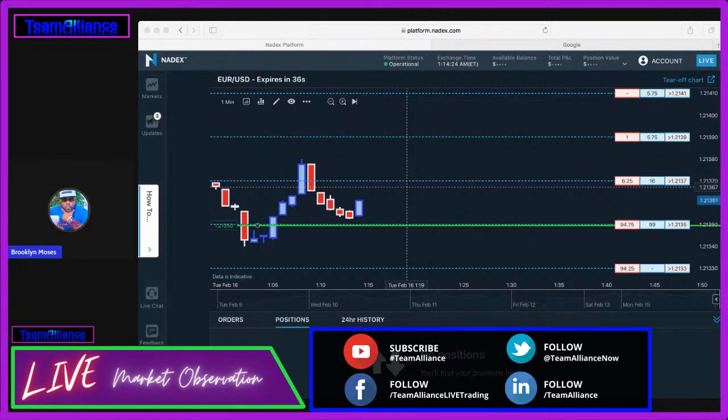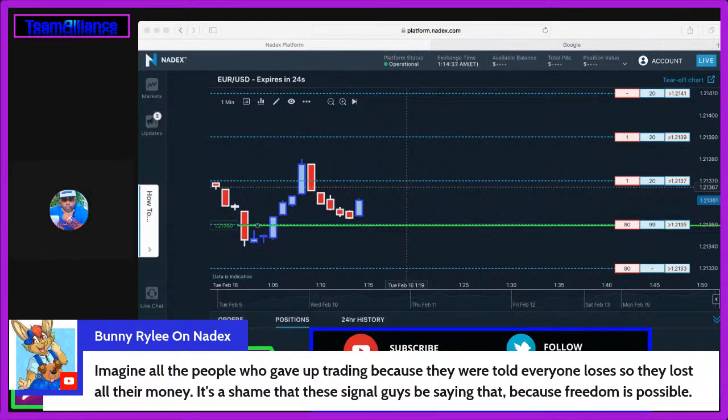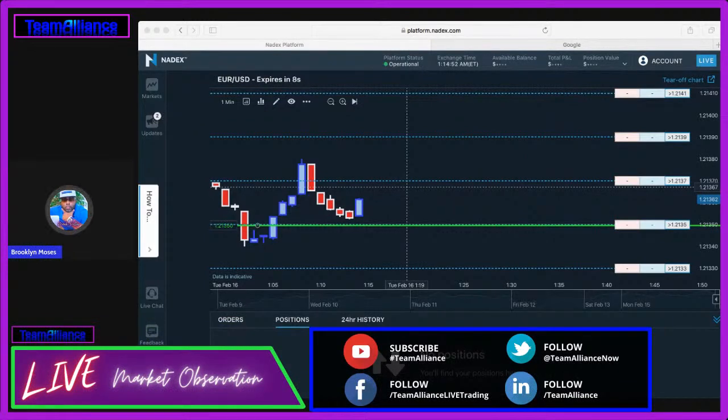Riley said, imagine all the people who gave up trading because they were told everyone loses. So they lost all their money. It's a shame that these signal guys be saying that because freedom is possible. Yeah, Riley on it tonight. Pay attention, kids. Freedom is possible. And the thing about what we do is that freedom is the blueprint. The blueprint for freedom is here. We got it.